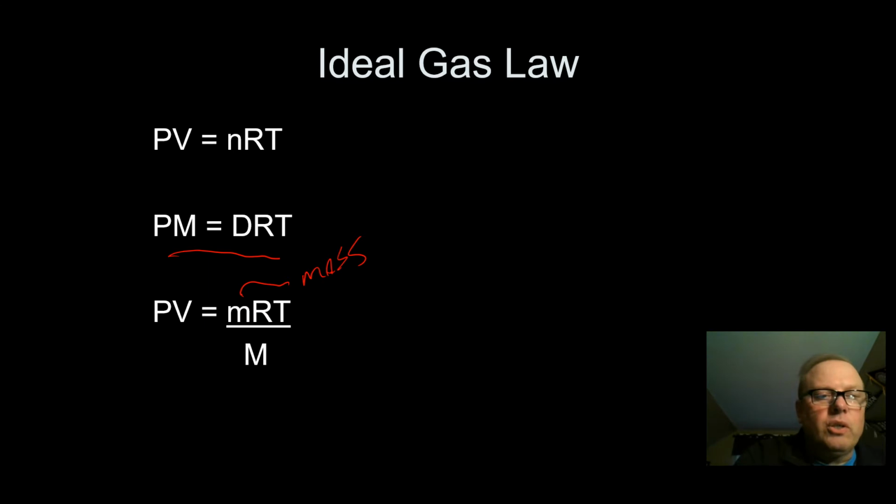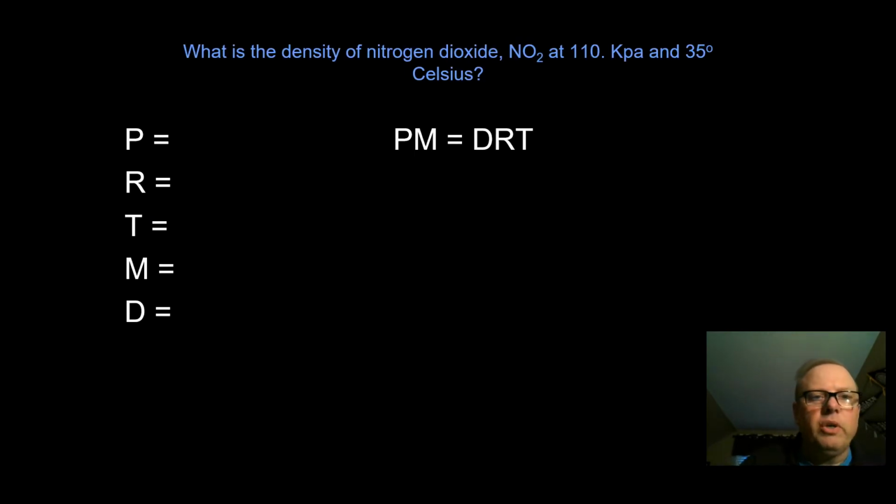In both of these cases, we're going to be using this large M, which is the formula weight of the sample. So the identity of the gas is going to come into play. Now I'm going to try to illustrate this to you by using two examples here. The first one here, what is the density of nitrogen dioxide, NO2, at 110 kilopascals and 35 degrees Celsius?